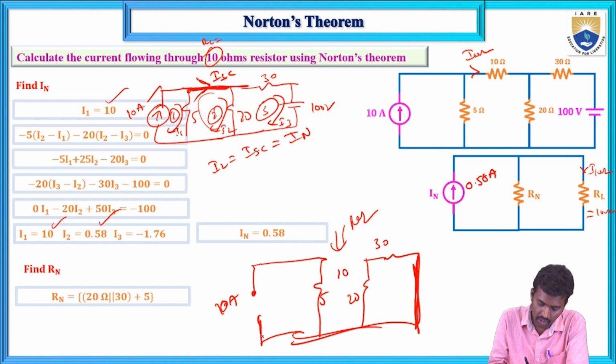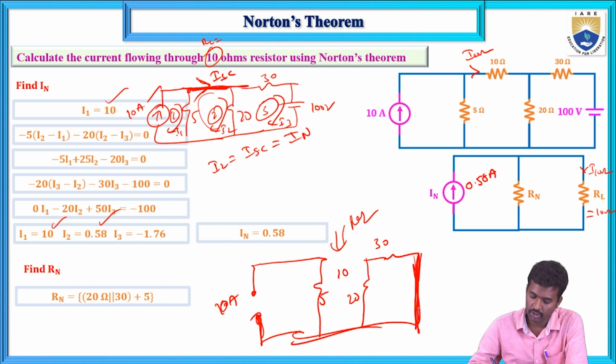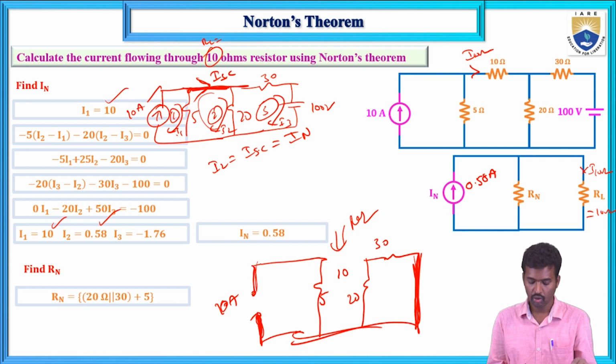The current source should not be short circuited. The voltage source is replaced by a short circuit. Remove the load resistance from the given circuit, the voltage source is replaced by a short circuit, and the current source is replaced by an open circuit.